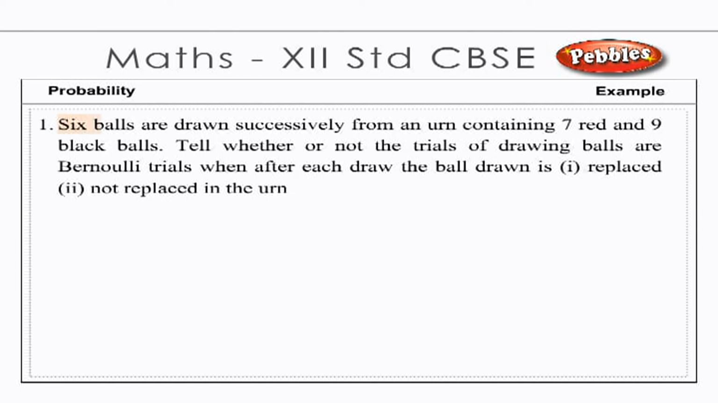Example: 6 balls are drawn successively from an urn containing 7 red and 9 black balls. Tell whether or not the trials of drawing balls are Bernoulli trials when, after each draw, the ball drawn is subdivision 1, replaced, subdivision 2, not replaced in the urn.